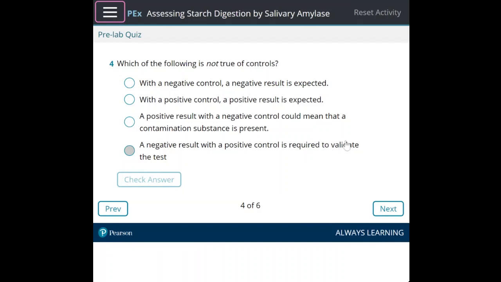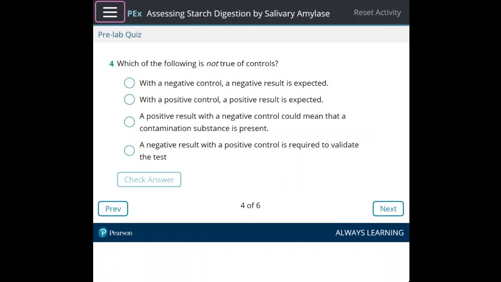Now here's a question about experiments in general. Most experiments will have a control group, right? So which of these is not true about control groups? With a negative control, a negative result is expected. With a positive control, a positive result is expected. A positive result with a negative control means that we have some sort of contamination. A negative result with a positive control is required to validate the test.